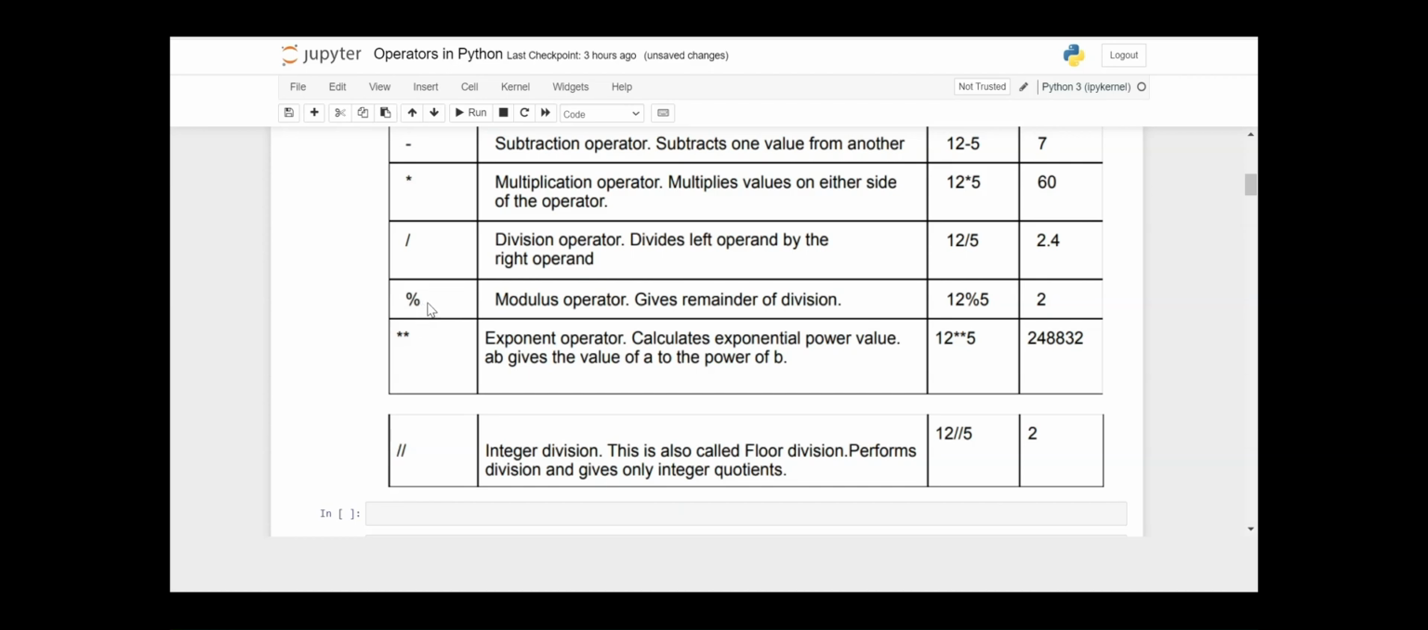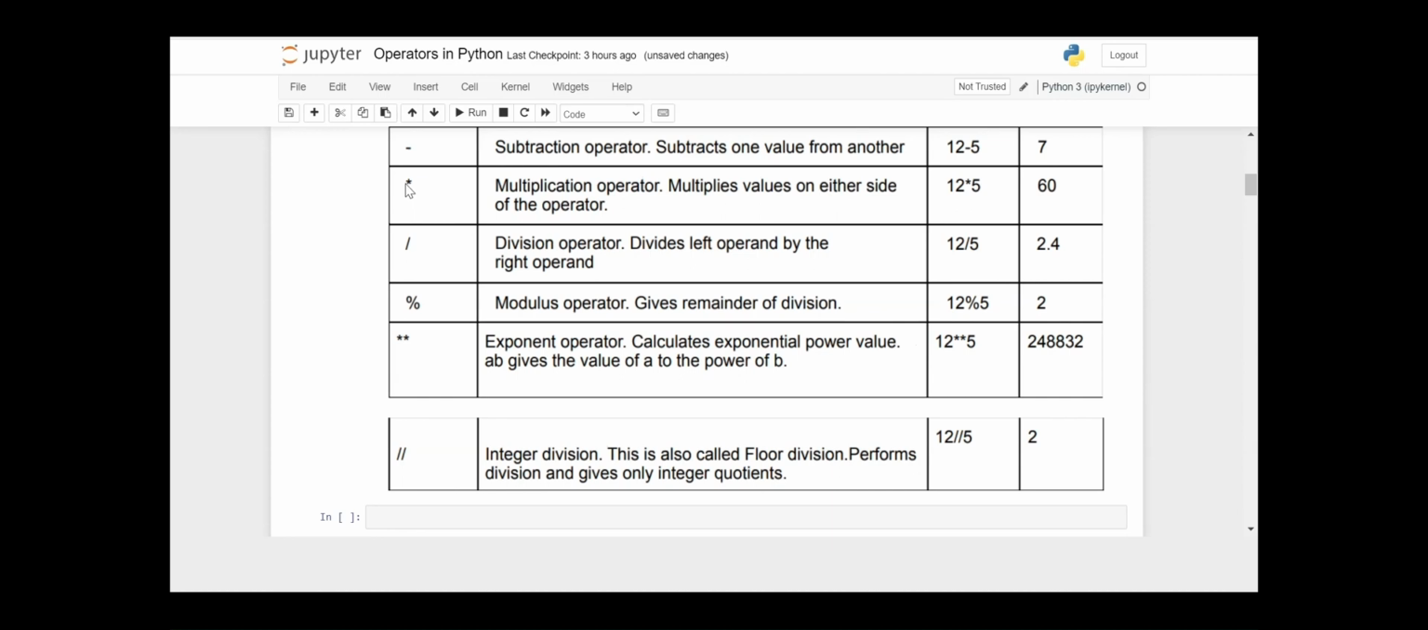What modulus does is it gives us the remainder after division. So the remainder after division is the output of the modulus operator. Exponent means power, right? Like this here means 12 and its power is 5. So 12 into 12 into 12 into 12 into 12. That is the output. This is what the double asterisk does. Single asterisk is multiplication, double asterisk is exponent. The symbol is called asterisk.